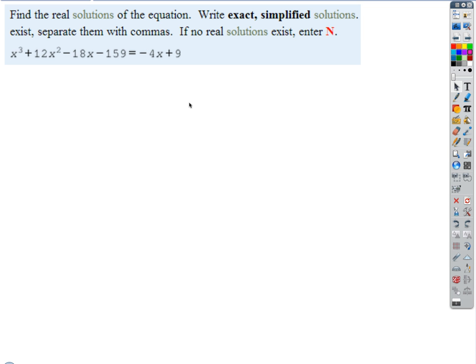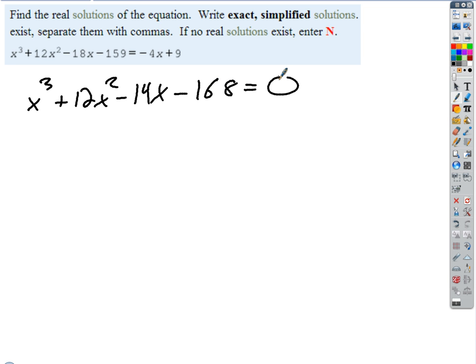Okay, another one. So what's our first step? Combine like terms. Combine like terms. Add 4x, I'm going to get minus 14x. Subtract 9, you get minus 168. So I've got 4 terms this time in the polynomial. So 4 terms, we know the strategy for that is factoring by grouping. So we'll group the first 2 plus the second 2, just like always.